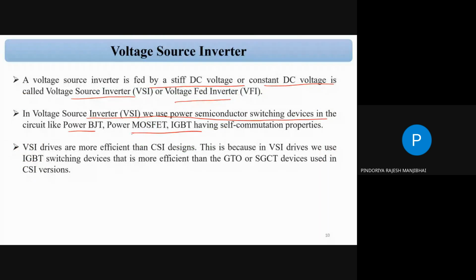VSI is more efficient than the CSI design, correct? This is because in the VSI drive we use an IGBT switching device, which is more efficient than the GTO and the SGCT device, that is the semi-gate control thyristor, in the CSI version.